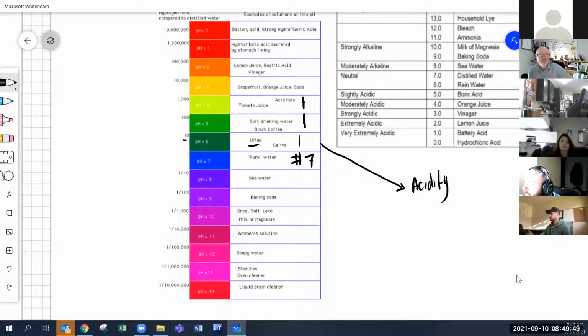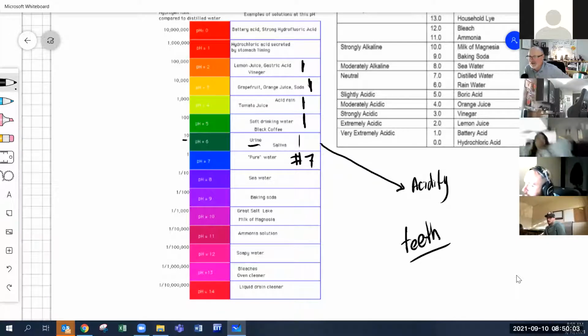Terrible. Look at this. Grapefruit juice, orange juice, very bad. Look at lemon juice, super acidic. And this is not good for your teeth either. So if you guys drink a lot of juice, use the little straw that comes with your little juice box, right? To protect your teeth.